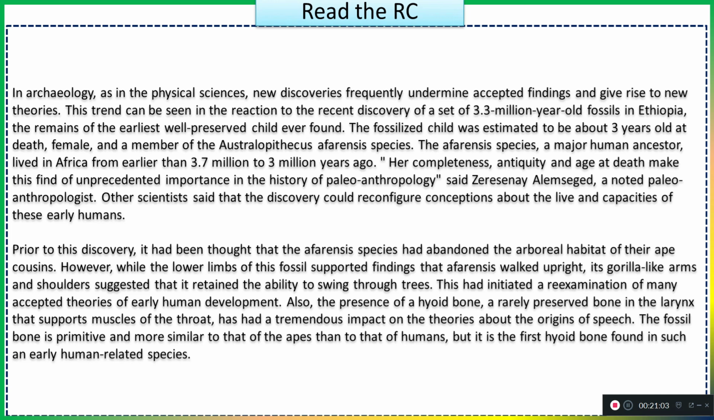If we are clear on this front, guys, then we know what is going to be there in the passage and we are done with the questions. So let us see. This trend can be seen in the reaction to the recent discovery of a set of 3.3 million year old fossils in Ethiopia, the remains of the earliest well-preserved child ever found. The fossilized child was estimated to be about 3 years old at death, female, and a member of this species.